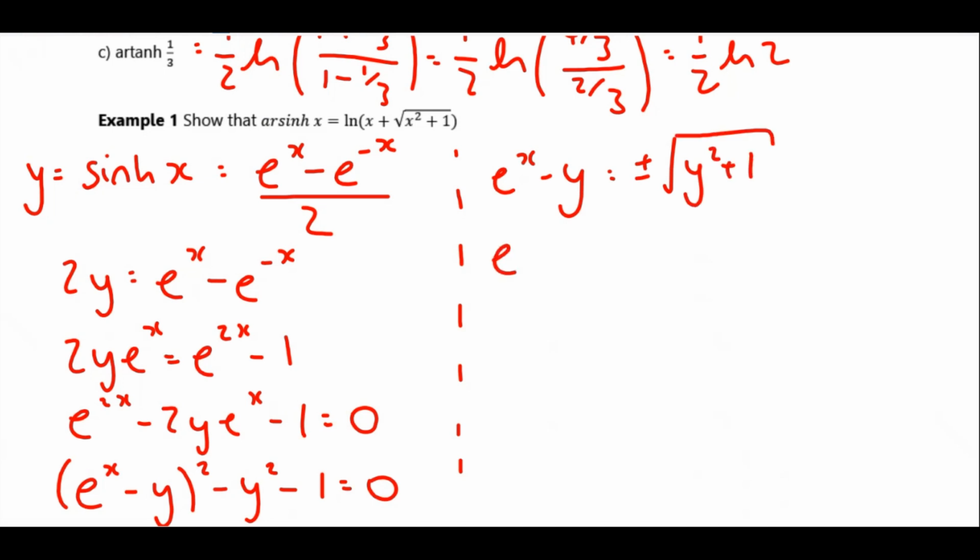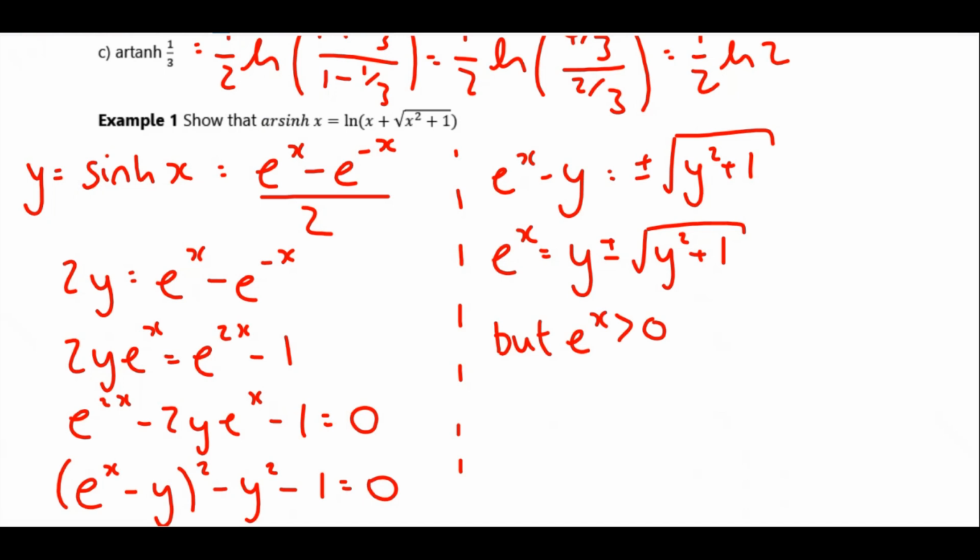And add the y across. Give me this. But I have a plus or minus in here that I don't want. So the argument here is that e to the x is bigger than 0. And if you think about y minus root y squared plus 1, that's going to be less than 0.